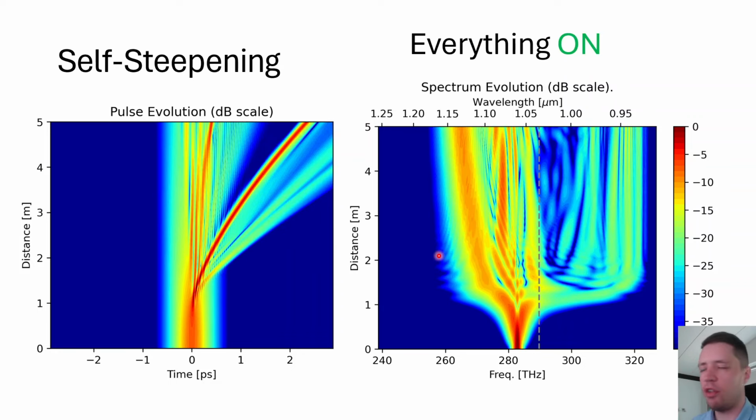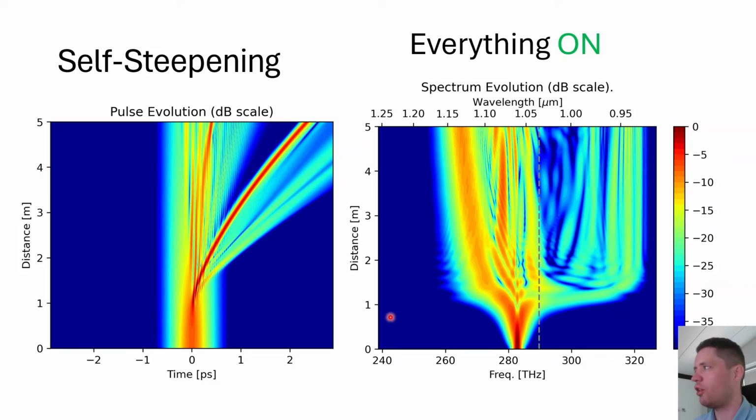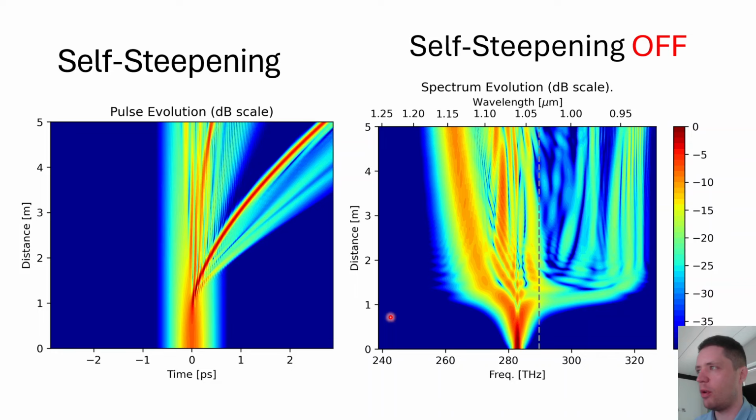Next, we can take a look at self-steepening. So once again, here is the result when everything is turned on, and now I'm going to switch self-steepening off. So now it's on and off and on and off. And I think the main thing we can notice right here is that the spectrum and the pulse evolution don't really change very much whether or not we have self-steepening on.